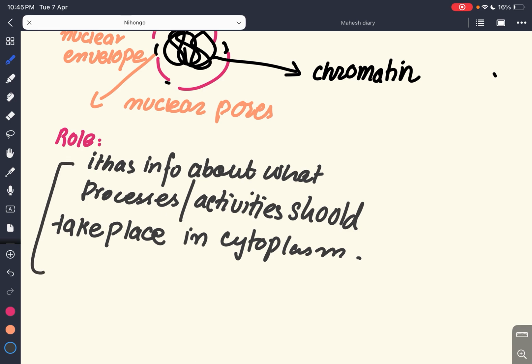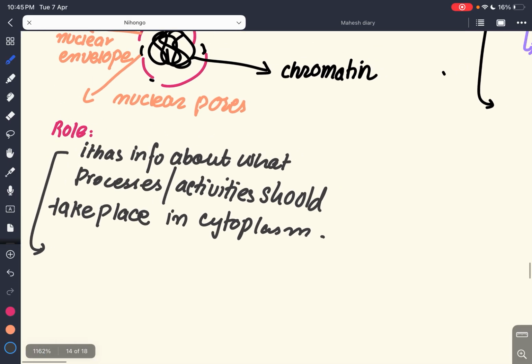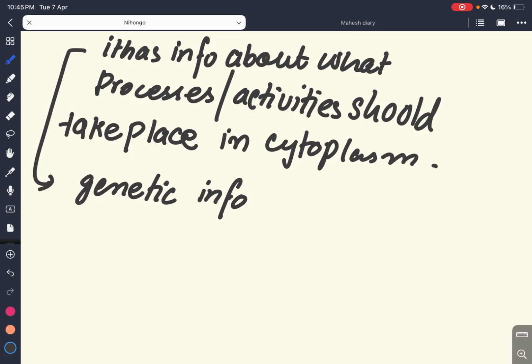So it has two roles. The first role is that it has information about the processes and activities that take place. It just gives instructions, and the other organelles that we have studied perform them. And the second thing is that it has genetic information.